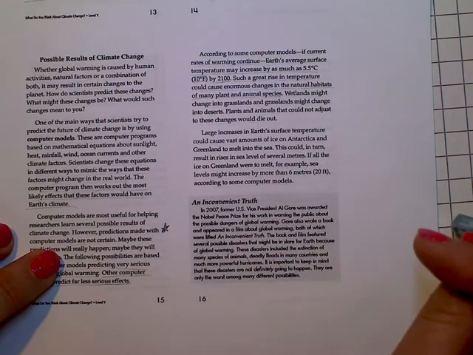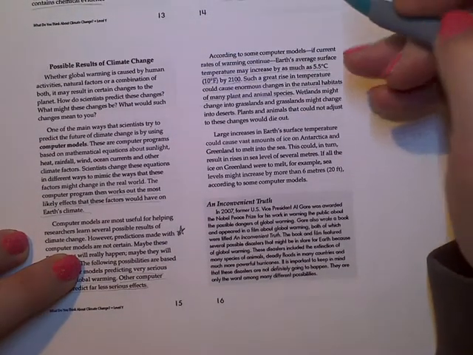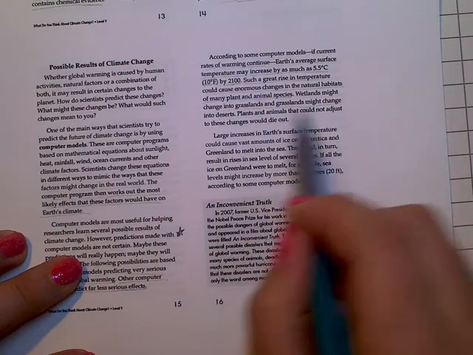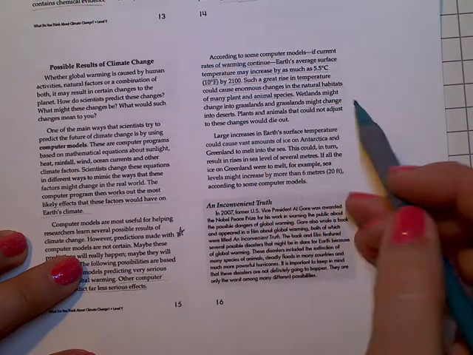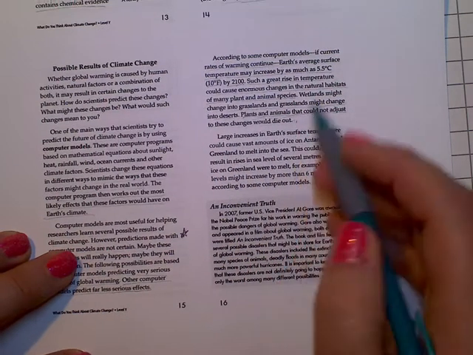I suppose. I mean, 10 degrees. I know that it would mess with fish for sure. Wetlands might change to grasslands and grasslands might change to deserts. That makes sense. Plants and animals that could not adjust to these changes would just die out.